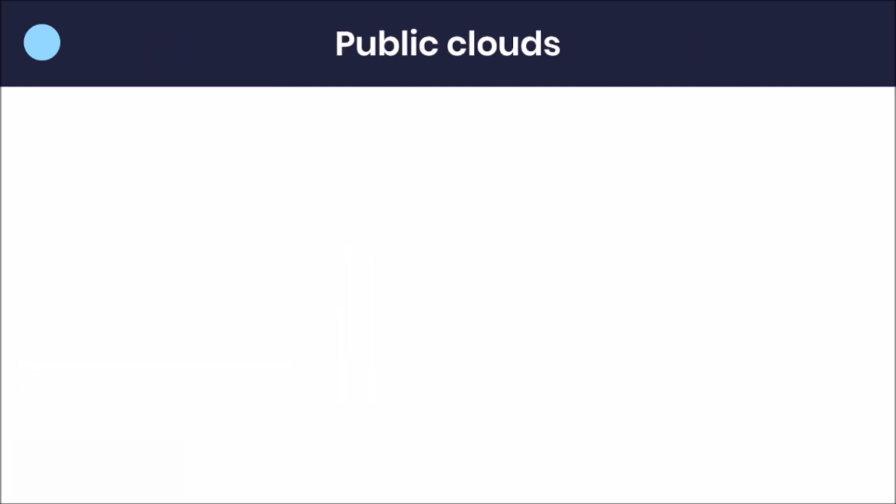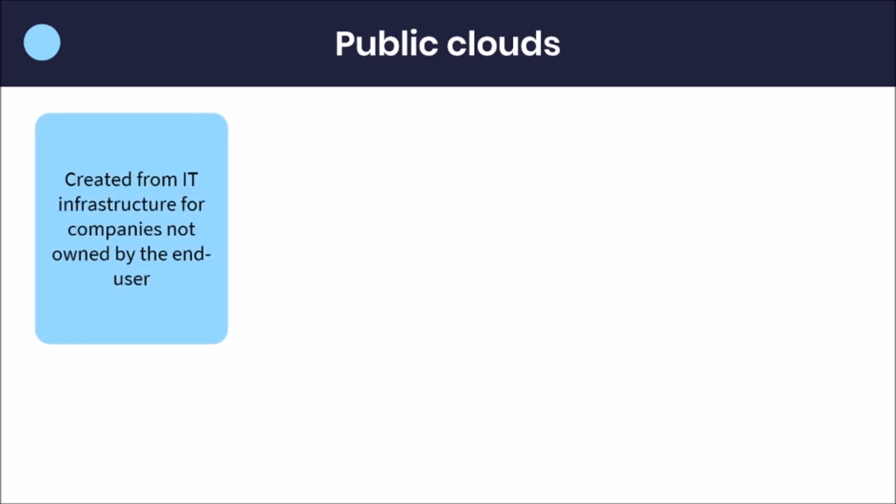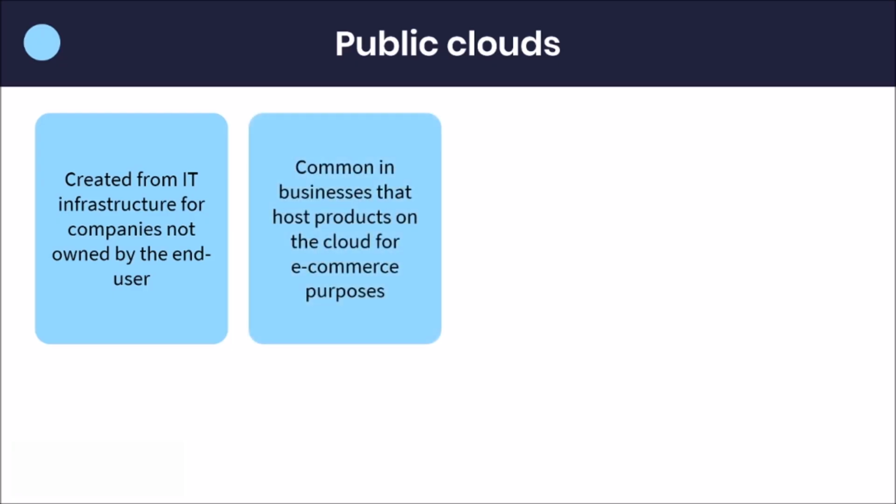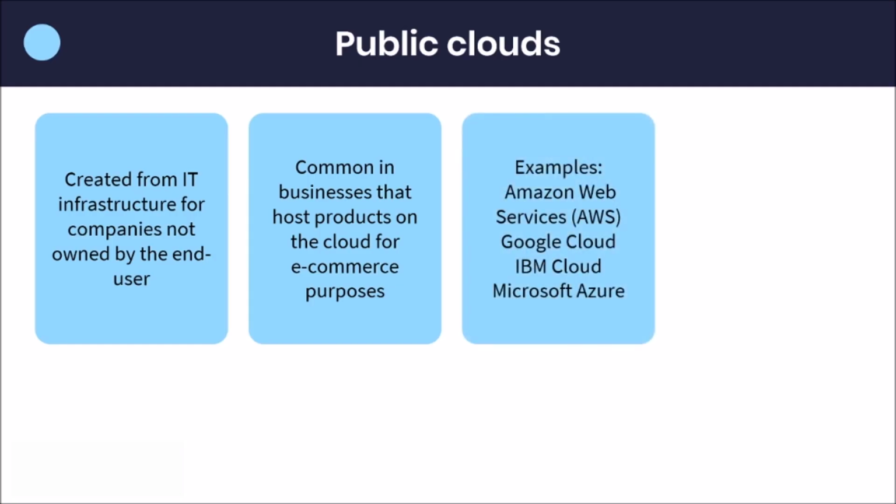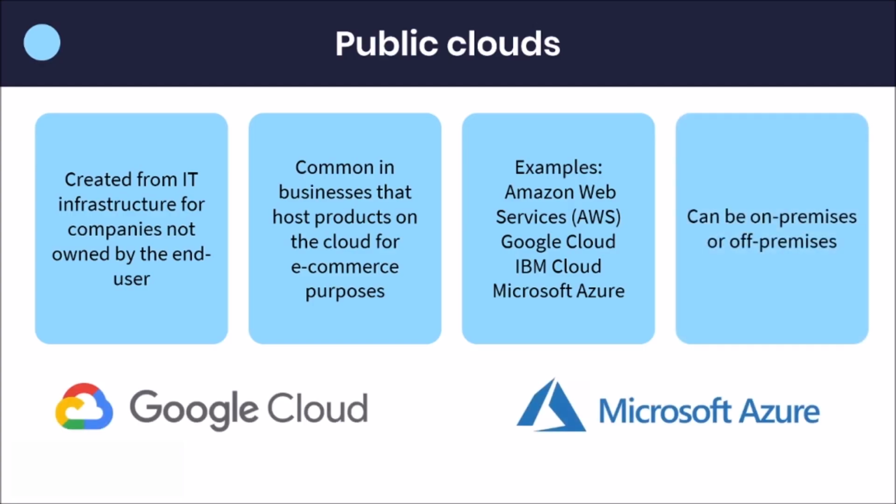Back to cloud types. Public clouds are cloud environments, typically created from IT infrastructure for companies that are not owned by the end users. Public clouds are often common in businesses like Alibaba, who typically host products on the cloud for e-commerce purposes. Examples are Amazon Web Services, AWS, Google Cloud, IBM Cloud, and Microsoft Azure. Public clouds can be on-premises or off-premises.